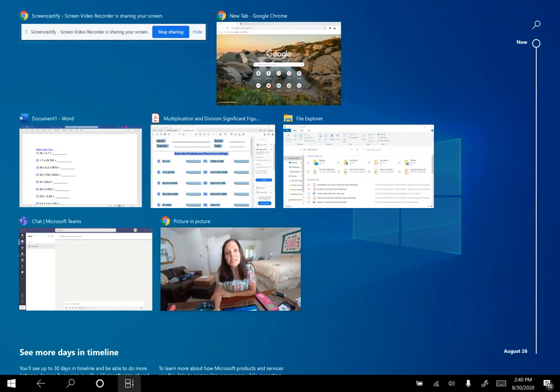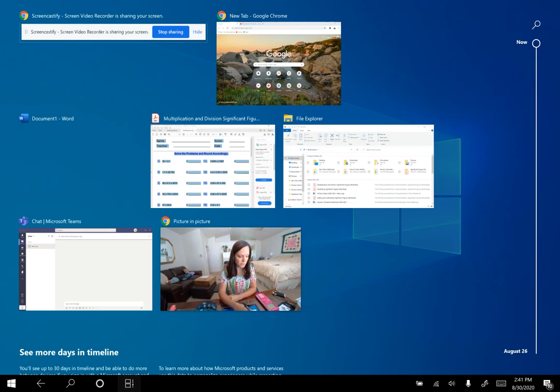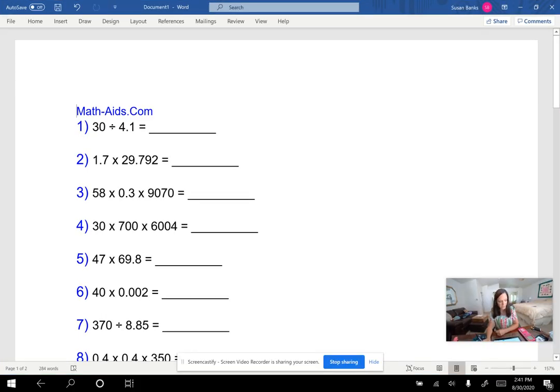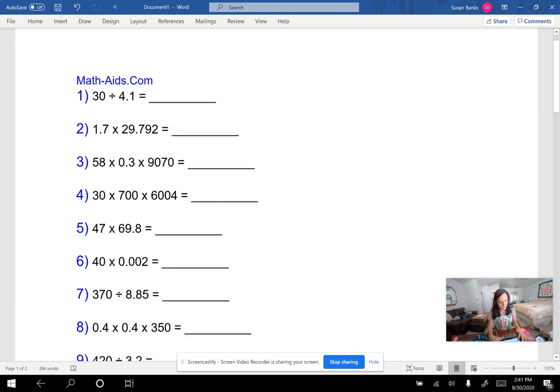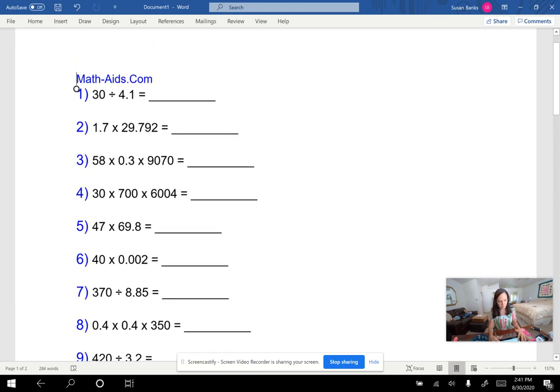All right, guys, today we are going to learn how to do multiplication and division with significant figures. So this is an example video. I'm just going to pull up a worksheet that I've printed out from mathaids.com. Once again, one of my favorite basic math websites. We'll probably do the first 10 for examples.